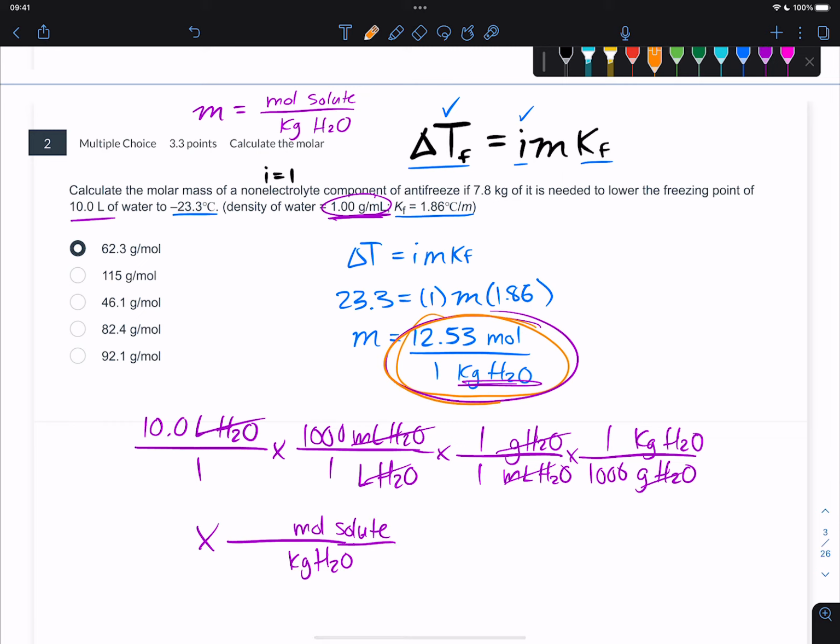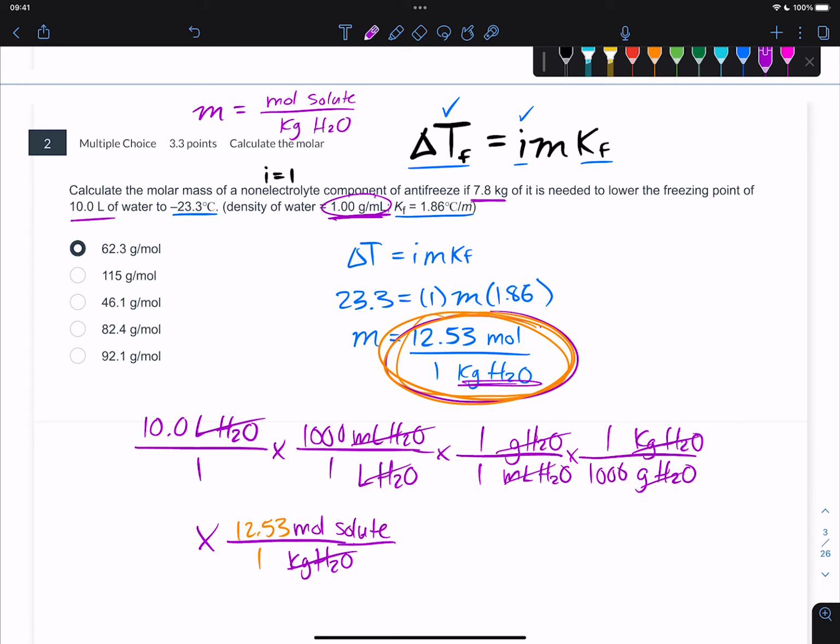So this molality is actually a conversion factor now, because it says that 1 kilogram of H2O has 12.53 moles of the solute dissolved in it. So you have to first find the molality in order to use it as a conversion factor in your dimensional analysis. Now, if we were to stop the problem here, we would have moles of the solute. But remember, moles is not the answer that you're looking for. You're looking for grams per mole.